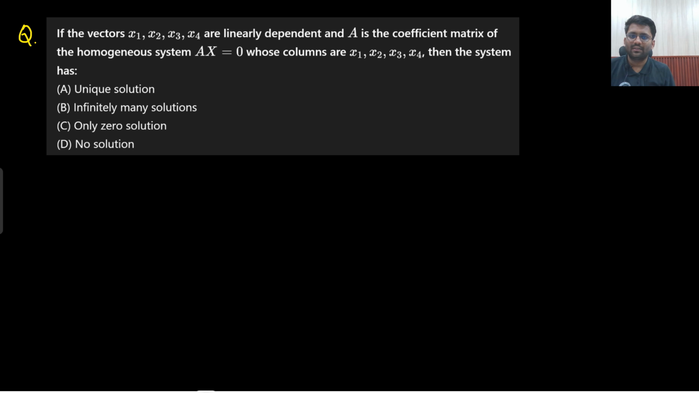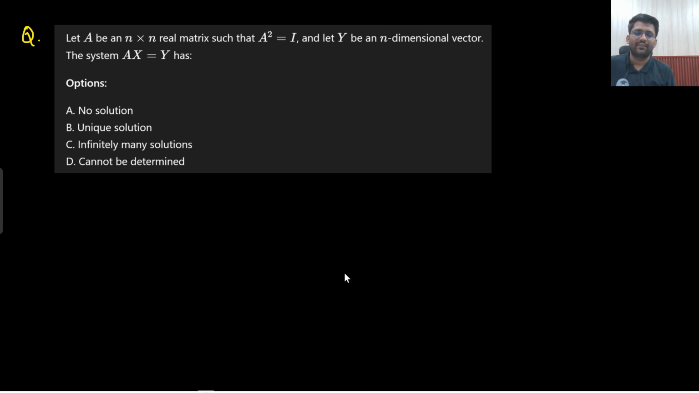One question is left, then 2 and then 3. 3 questions are left. Yeah, try solving this question. Let A be an n cross n real matrix such that A square equals to I, and y be an n dimensional vector. The system of equation Ax equals to y has: no solution, unique solution, infinitely many solutions, or cannot be determined. What is given? A square equals to I is given.